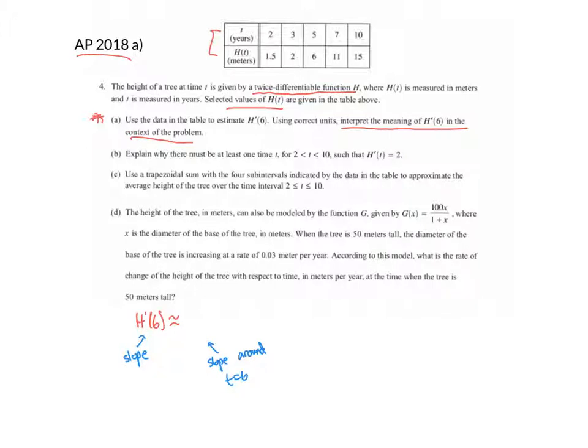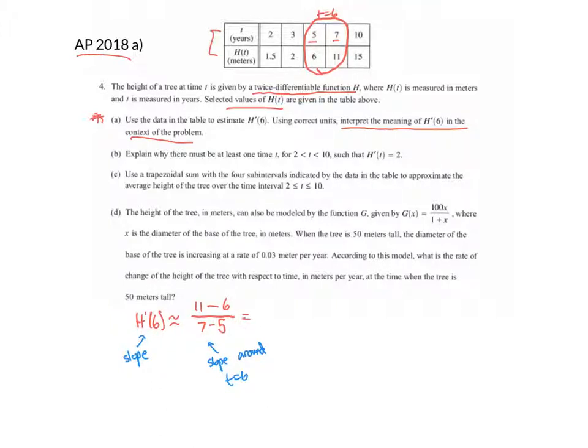So to find h prime of 6, we're going to use the points that occur around t equals 6, and that would be up there. So we're going to do, again, f of b minus f of a, so that would be 11 minus 6, or y2 minus y1, over, and that's 7 minus 5.